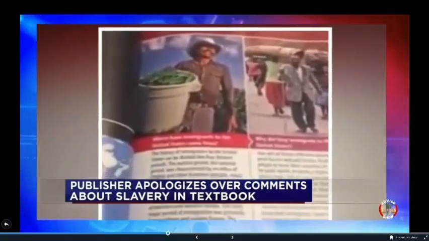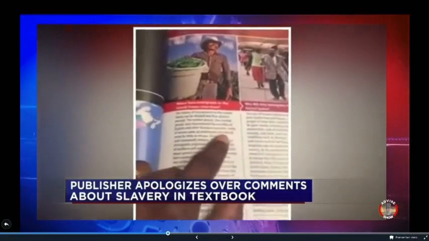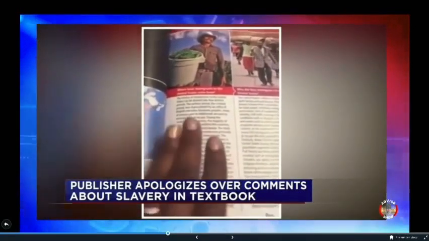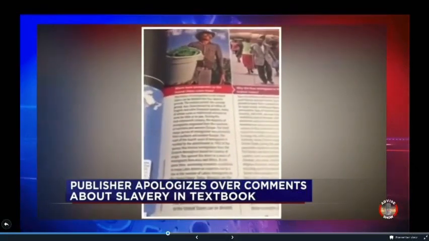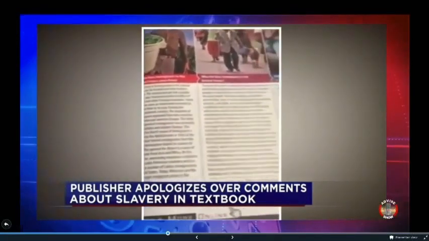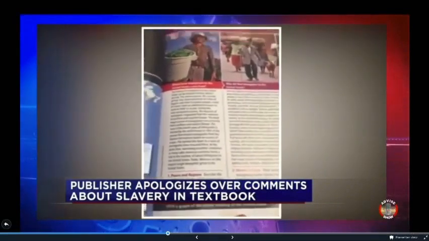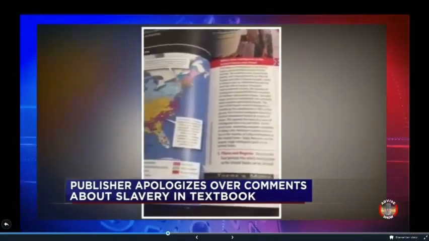In the next section, the text mentions English and European people, many of whom came as indentured servants to work for little or no pay. So they say that about English and European people, but there is no mention of Africans working as slaves or being slaves. It just says we were workers.